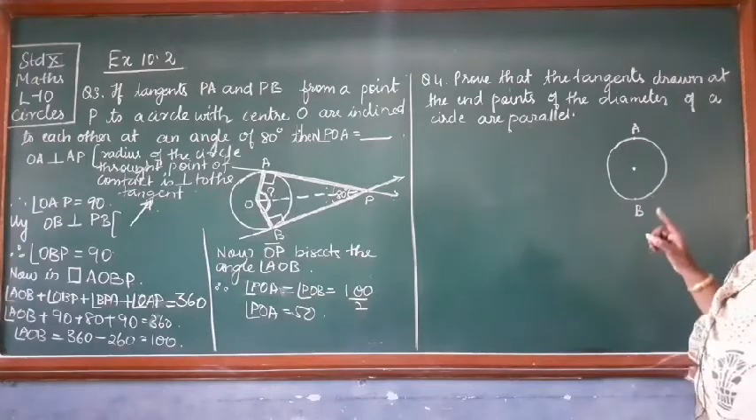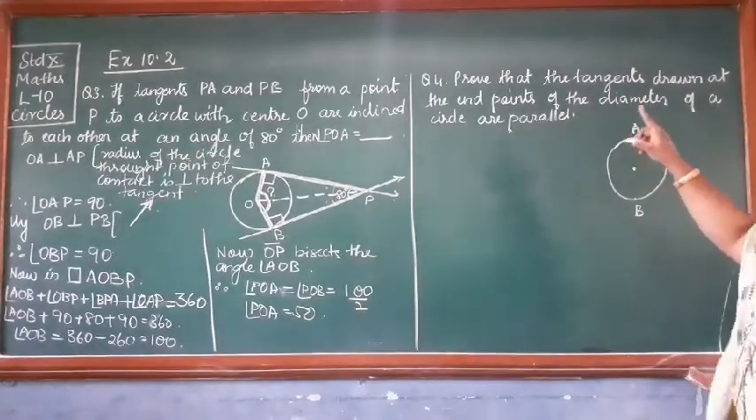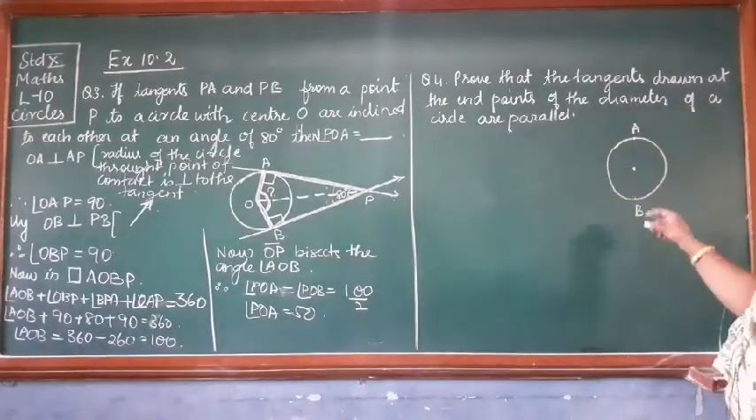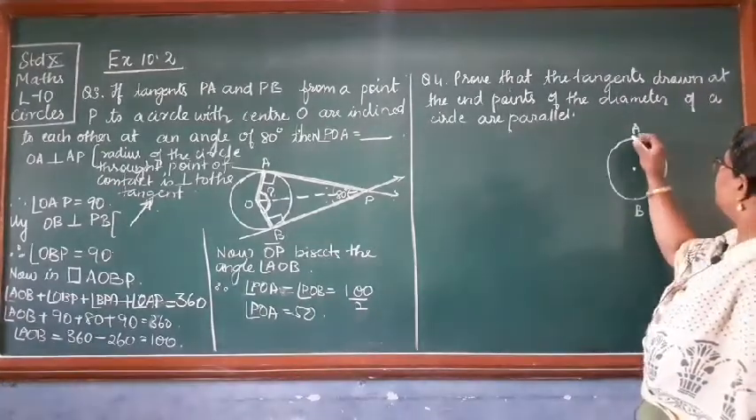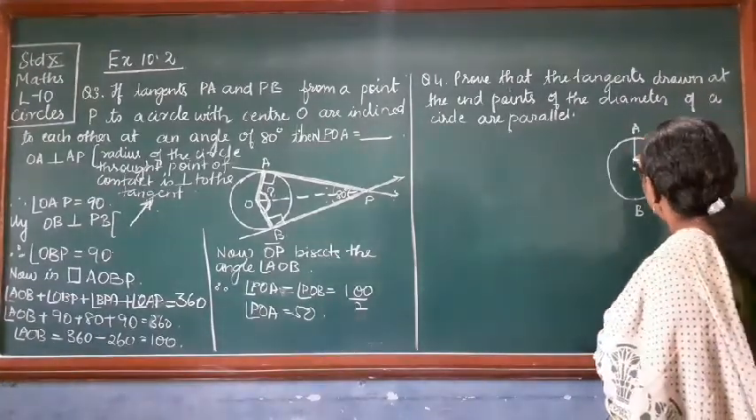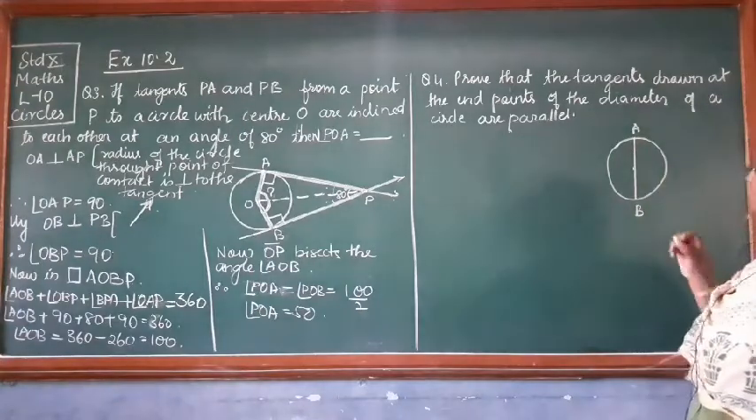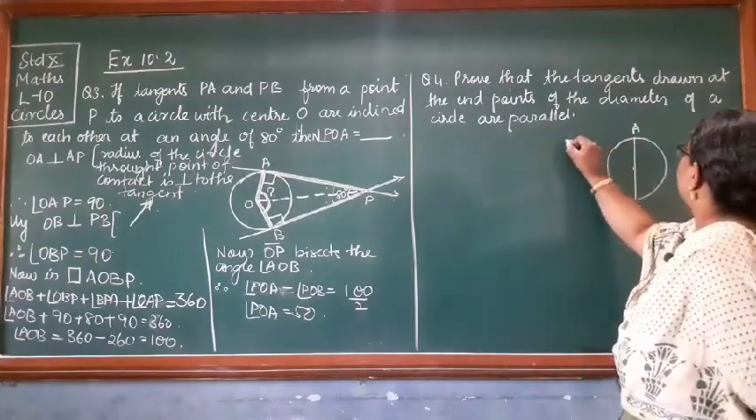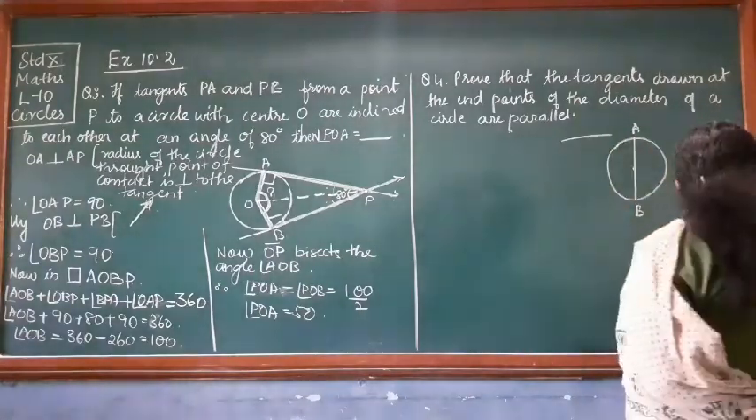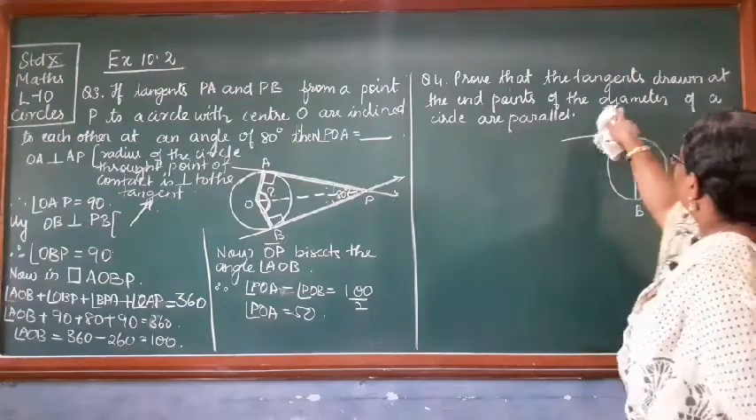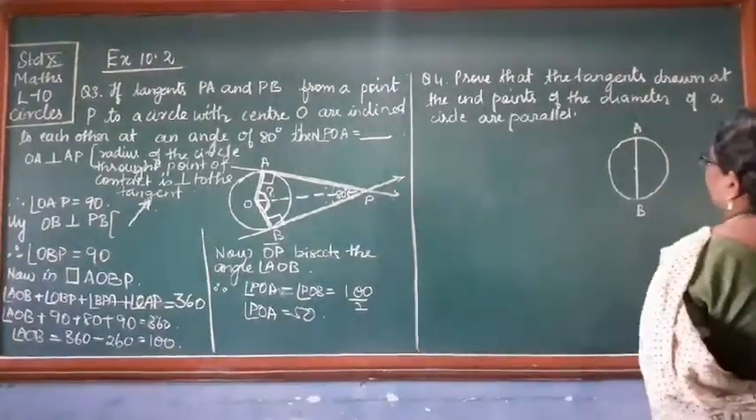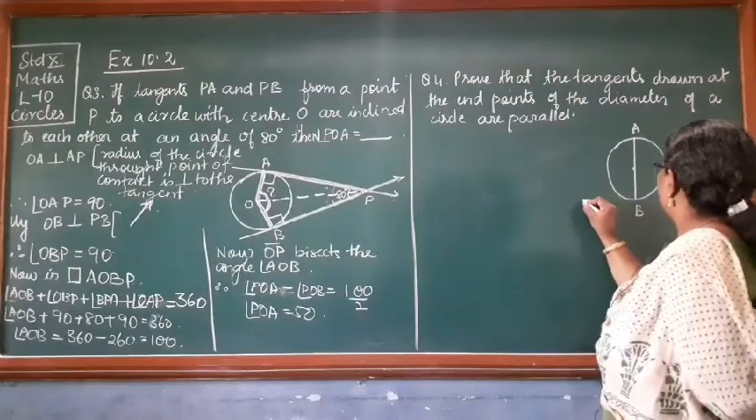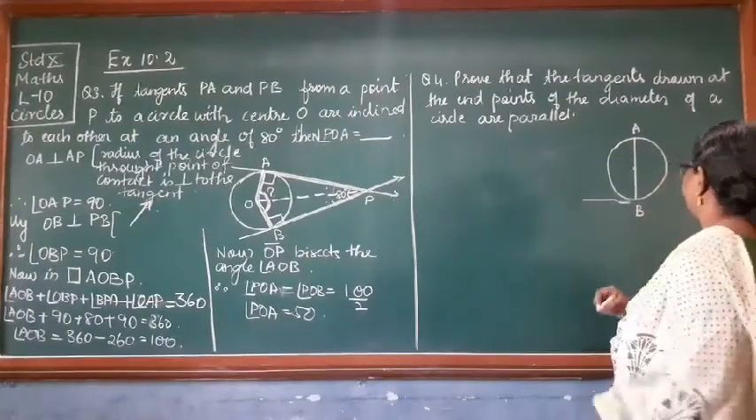ठीक है? What is written? The tangents drawn at the endpoints of the diameter. Now these are the diameters, no? AB is the diameter. See, AB will be the diameter. ठीक है? और उसके end points से जो the tangents which are passing through the end points, that will be parallel to each other. That is the question we have to prove.